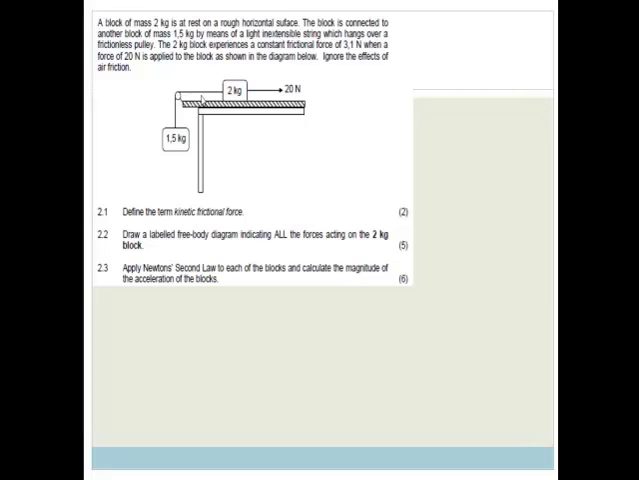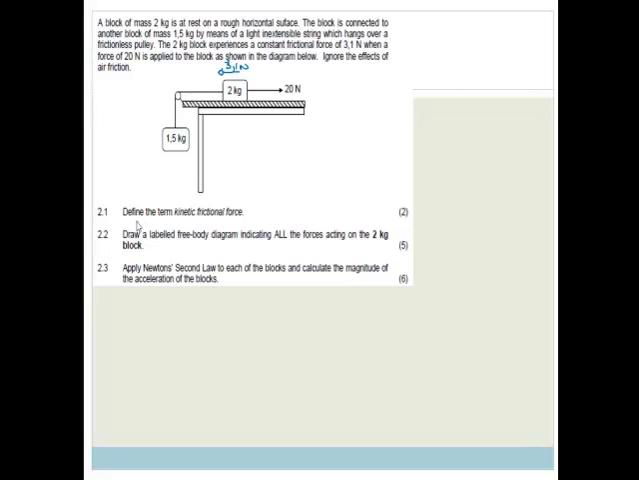Right, so let's go back to it. We've got a block, mass 2, on a rough horizontal surface. The block is connected to another block of mass 1.5 kilograms by means of a light inextensible string, big word for not stretchy, which hangs over a frictionless pulley. The 2 kilogram block experiences a constant frictional force of 3,1 newtons, okay, when a force of 20 newtons is applied to the block, as shown in the diagram. Ignore the effects of air friction.